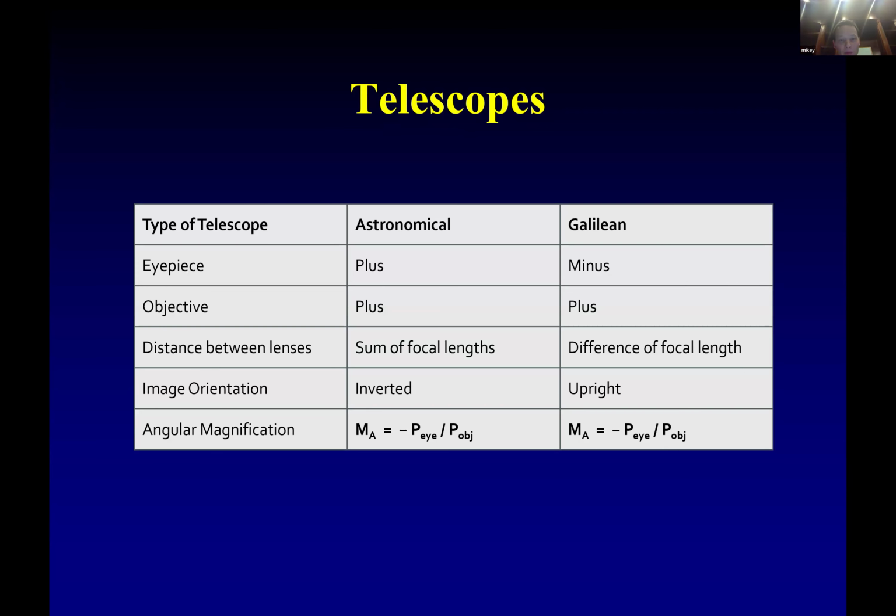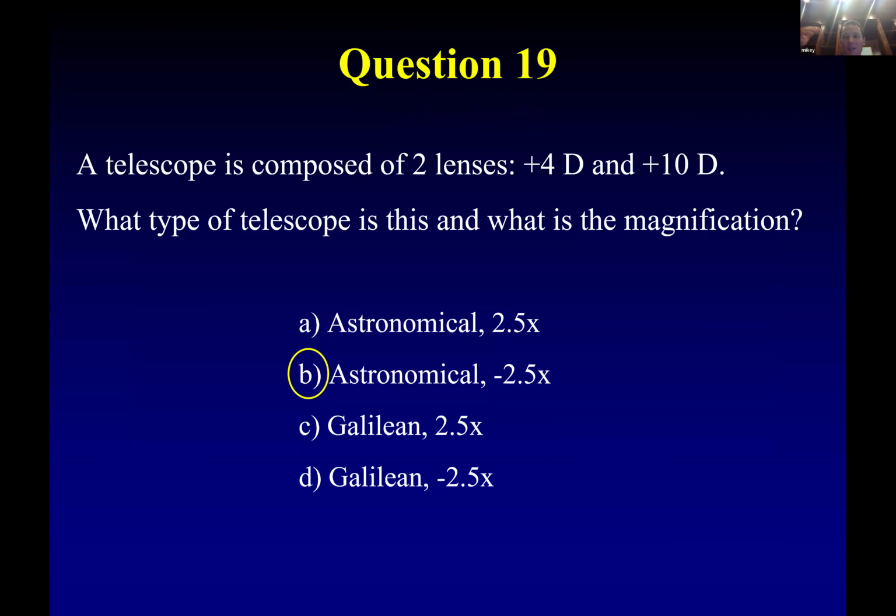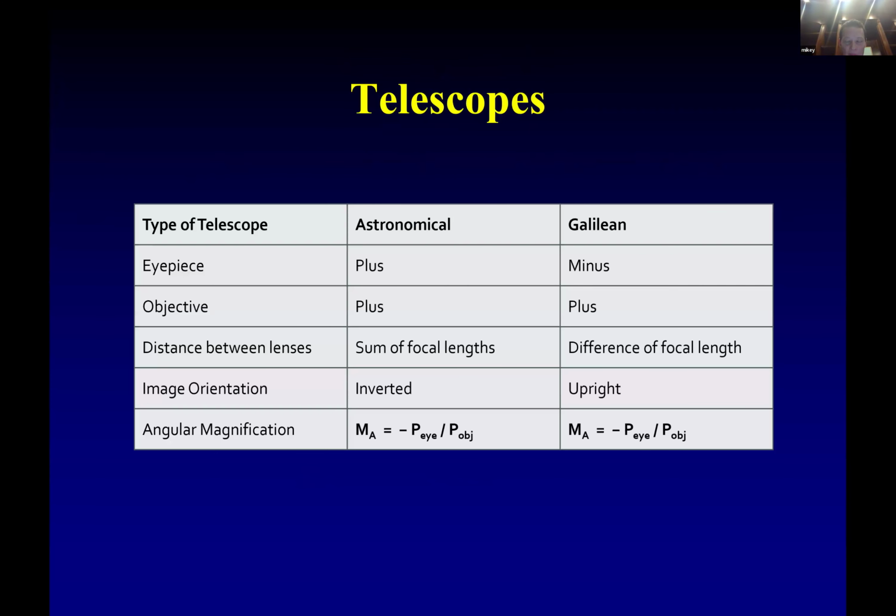It's inverted when it comes out. The magnification technically is minus the power of the eyepiece over the power of the objective. So in this case, it was minus 10/4, or minus 2.5.